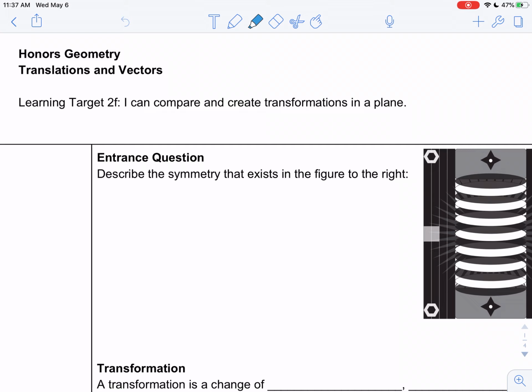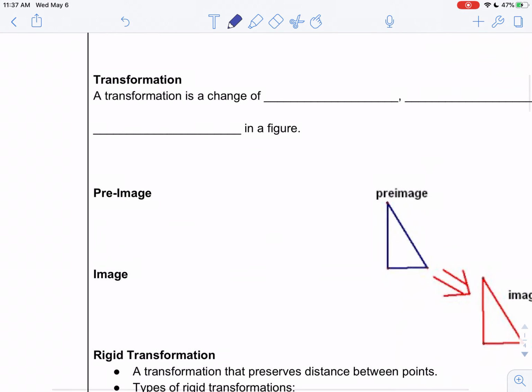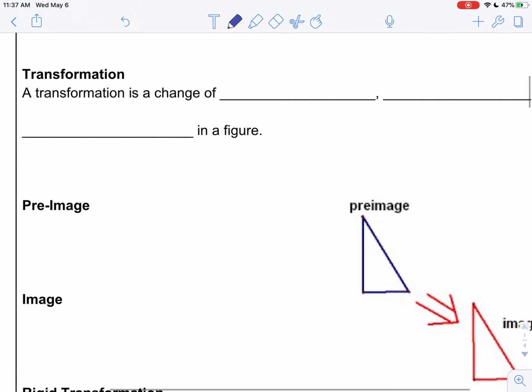Today we're going to continue with our transformations study, and we're going to focus in on translations and vectors. All right, and we're still in the same learning target 2F. I can compare and create transformations in a plane. All right, so our unit is called transformations, but we haven't talked about that yet.